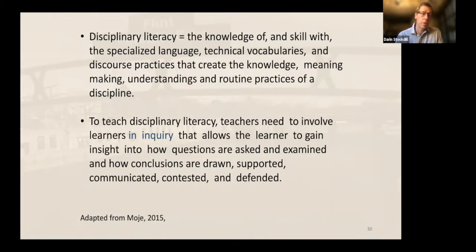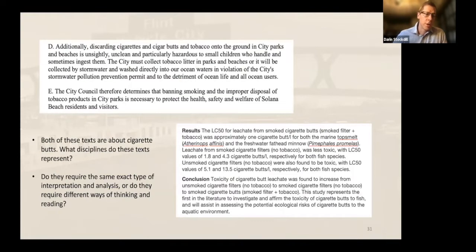and into disciplinary literacy. To give you a quick example, going back to the cigarette butts. If you look here, one of these texts is, again, from a city ordinance. The other one is from a scientific text. And obviously they're really different. Their structure is different, the language, the prior knowledge you need, and there's numbers and symbols and Latin words in the scientific one.